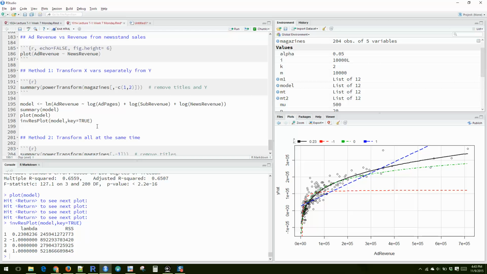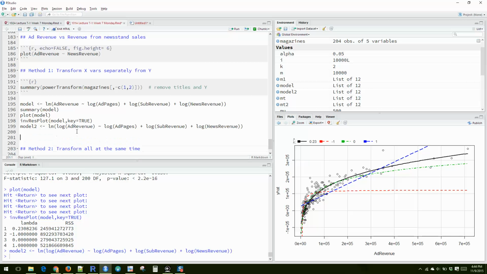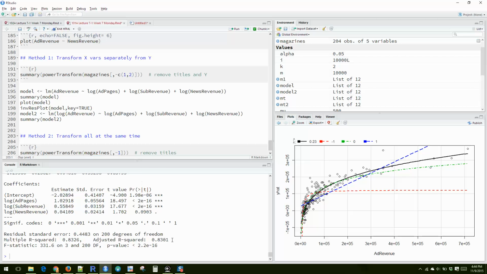So I can just create model 2, and now I'm going to fit log of everything. Now we're going to do log of ad revenue. I could do ad revenue raised to the 0.23 power. Okay, so we do this. We can ask for summary of model 2, and now everything's significant, except news revenue is significant only at the 10% level, newsstand revenue.